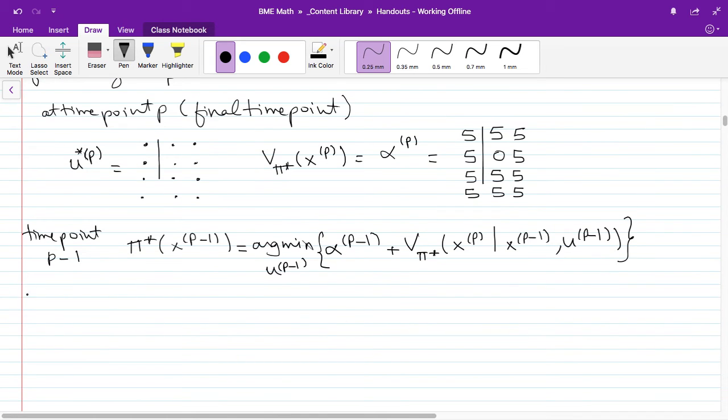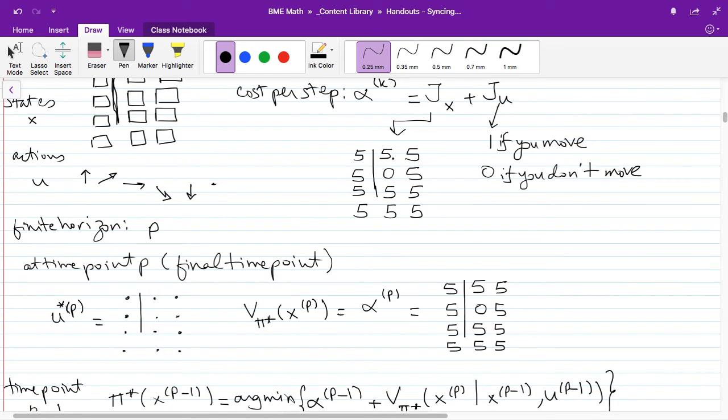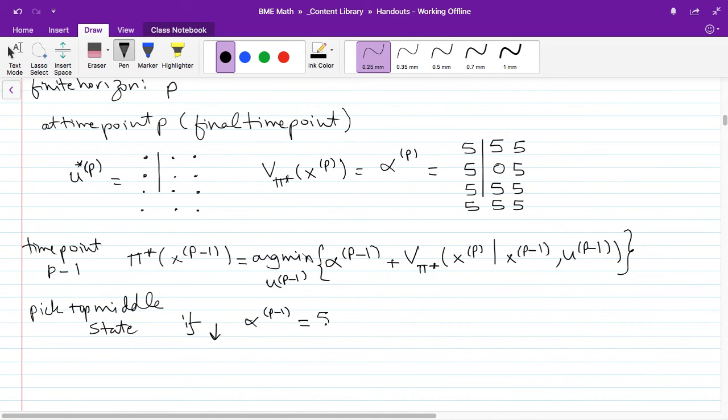So let's pick a state. Pick the top middle state. So pick this state here. This is what I'm interested in, this state. What should I do here? If I'm here at time point p minus 1, what's the best thing that I can do? Well, let's consider some actions. What if I move down? What does that mean? How much is that going to cost me? Well, then alpha at time point p minus 1, cost per step, is the cost for that state. So here, cost for being here at any time is 5, plus I took a movement, I did something, 1. This is jx, this is ju, so that is 6.